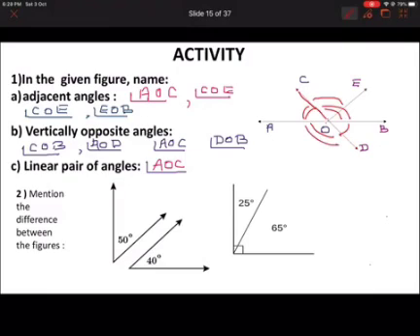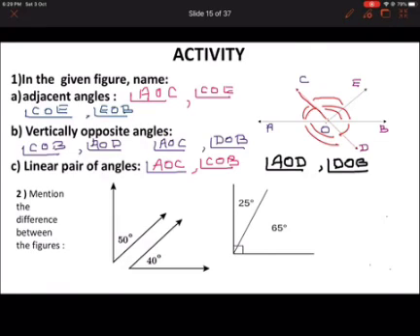Okay, then you have linear pair of angles, angle AOC and angle COB. I think you can identify. And one more, you have angle AOD and angle DOB. They form a linear pair of angles. Okay, AOD and DOB. So mention the difference between the figures.